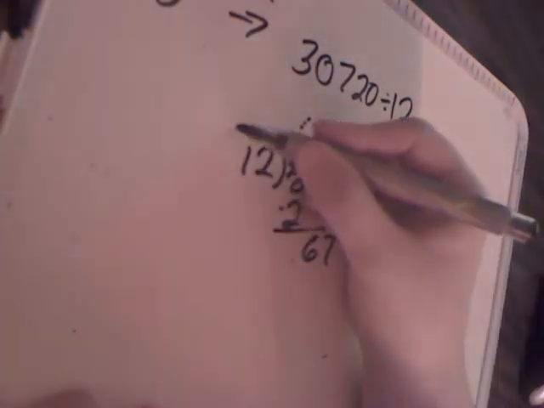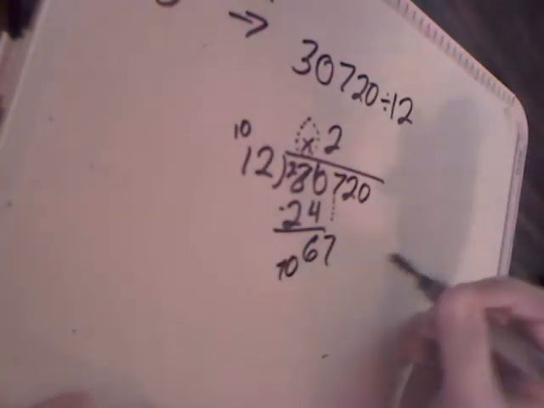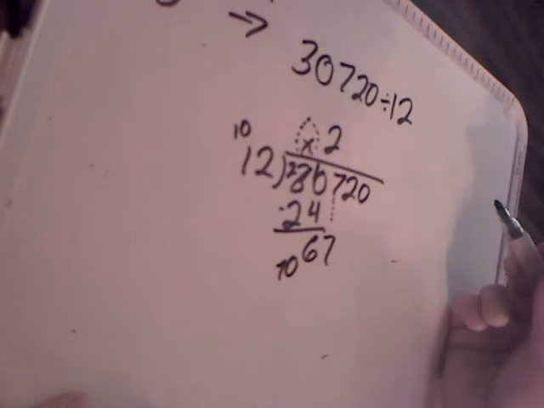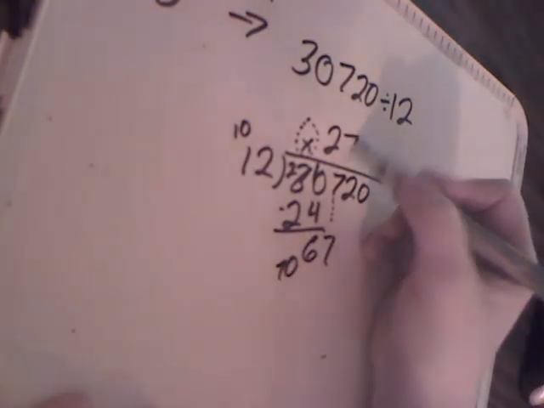Now, 12 goes into 67. Those are some big numbers, and I'm not quite sure on my 12 multiplication facts, so I'm going to have to do some rounding, and let's see if we can get a number that'll be close enough. Let's round this. 12 would round to 10. 67 would round to 70. 10 goes into 70 how many times? Well, 10 goes into 70 7 times, so let's try 7.